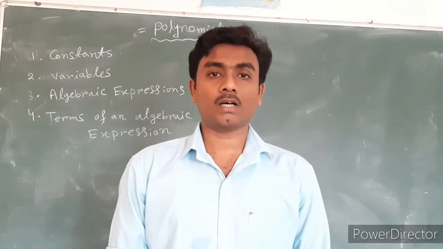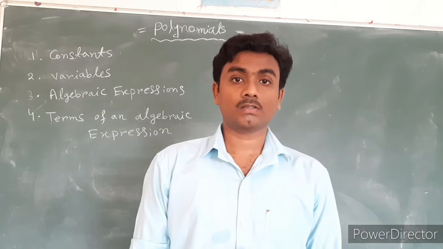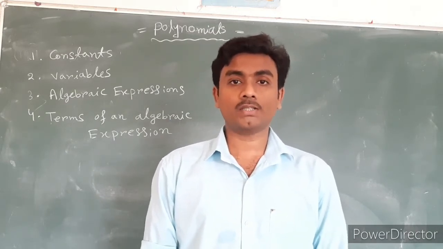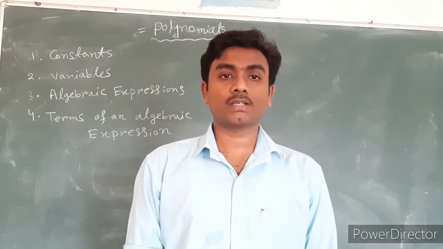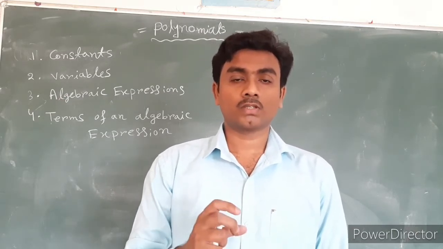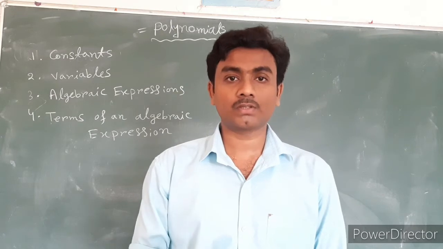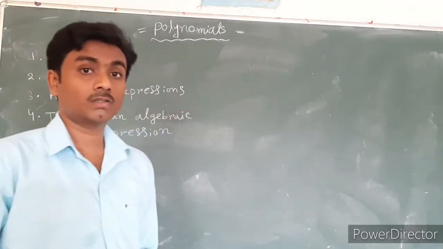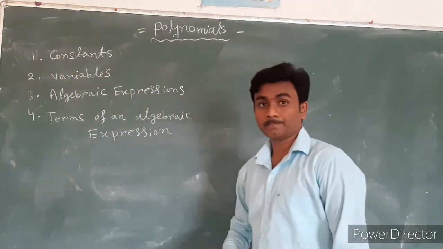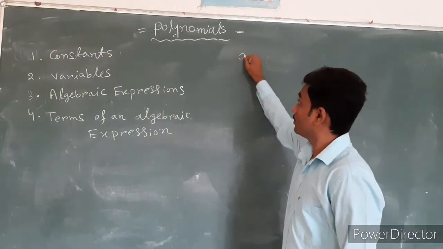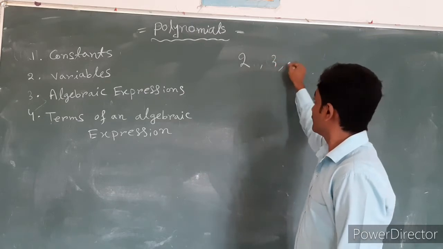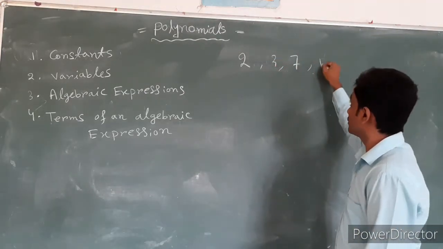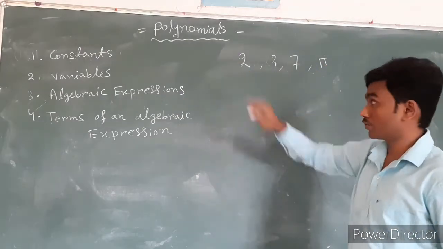Today we start the second chapter, that is polynomial. Before we start, we discuss some terms which are related to polynomials. First one, constant. A symbol which has fixed numerical value is called constant.